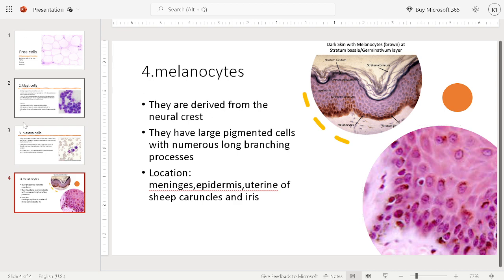So those types of cells may become tumors, may be abnormal. For example, we have lipoma or lipid cell tumors, mast cell tumors, plasma cell tumors, and melanin tumors, or melanoma. We can say melanoma. So every normal cell that you study has a pathological form. Okay, so simply it's just like that.